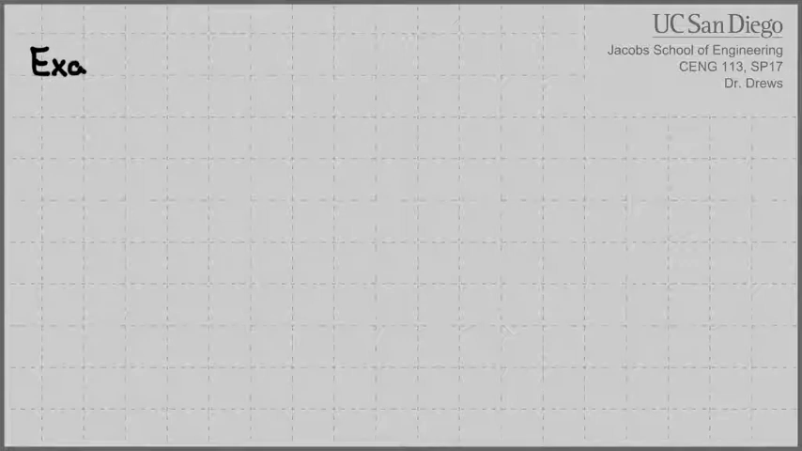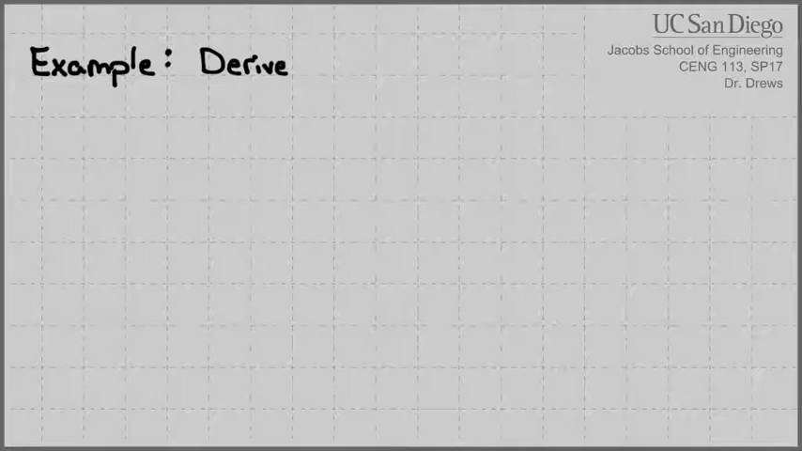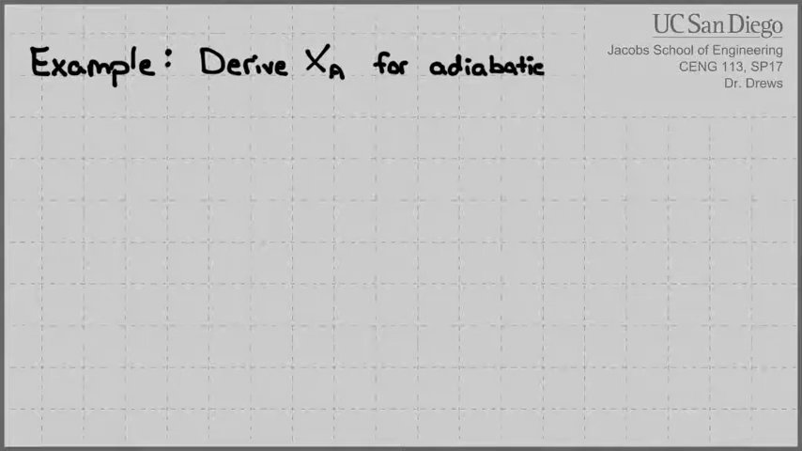Actually, you can derive this equation. So derive an expression for the concentration of, or sorry, the conversion of A for an adiabatic CSTR.